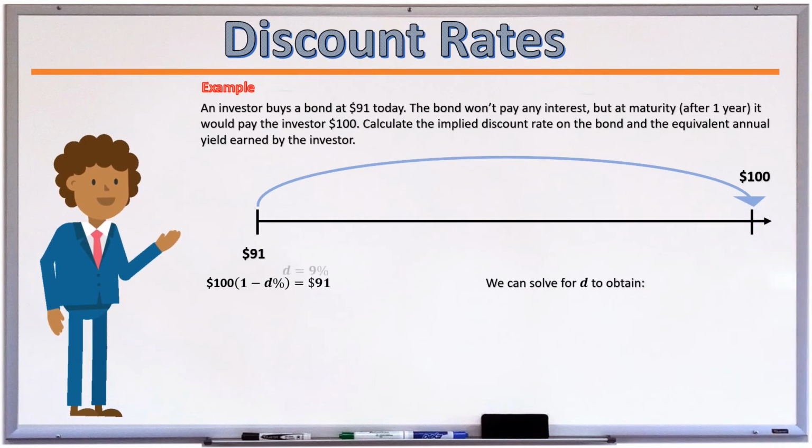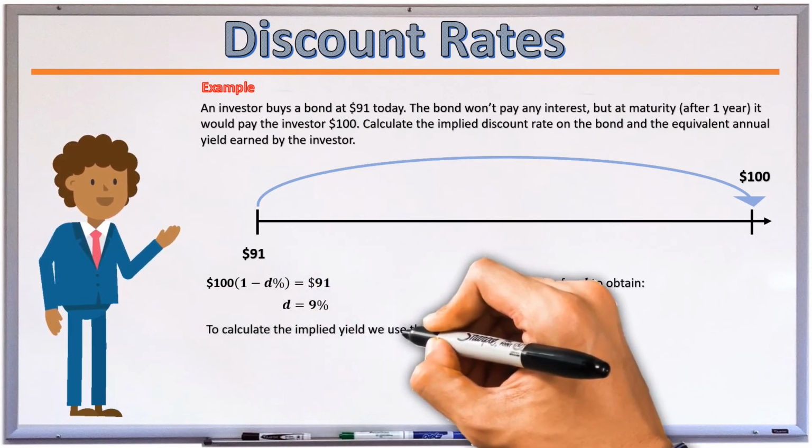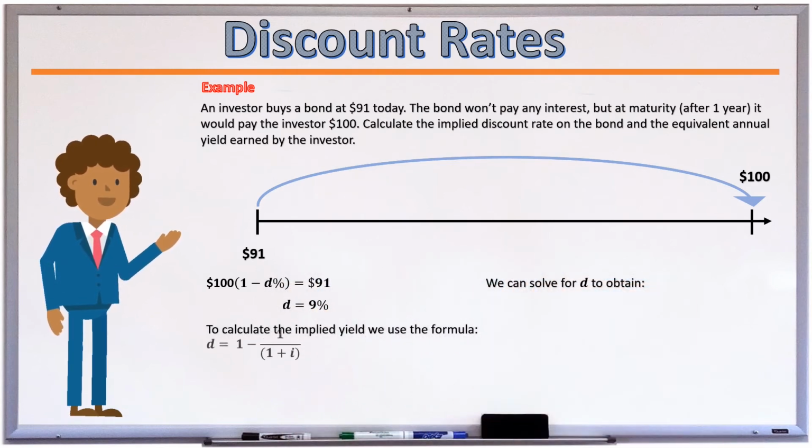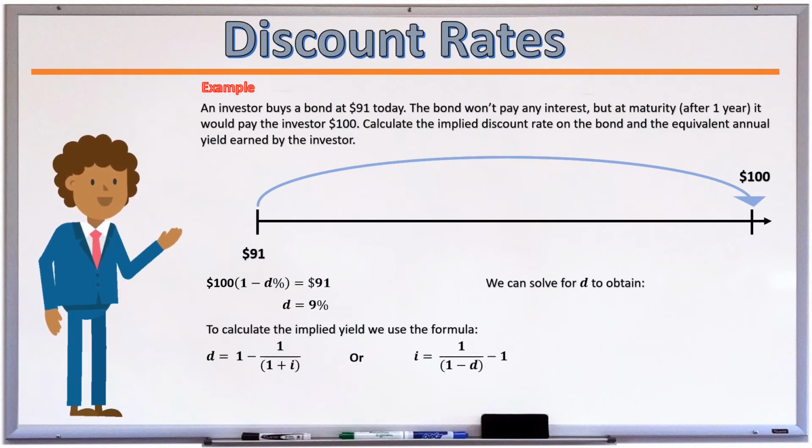To calculate the implied yield, we would use the formula d = 1 − 1/(1 + i), which after rearranging would give i = 1/(1 − d) − 1. So we just substitute the value of d that we previously calculated, which is 9%, and we arrive at an equivalent interest rate of 9.89%.